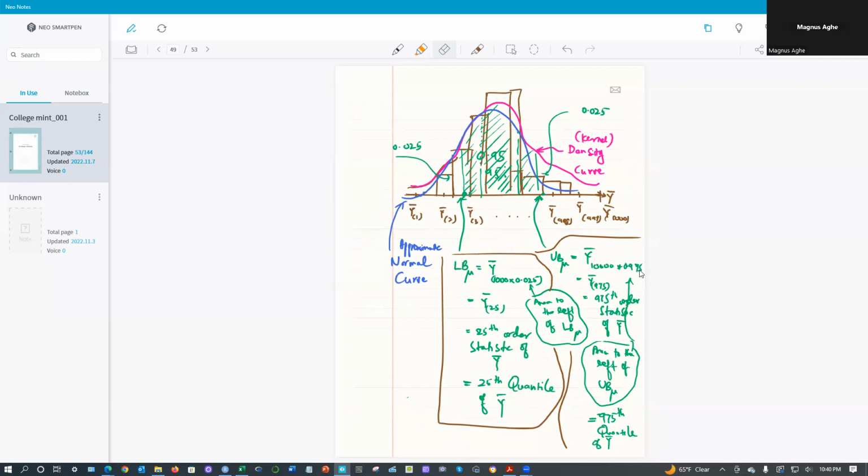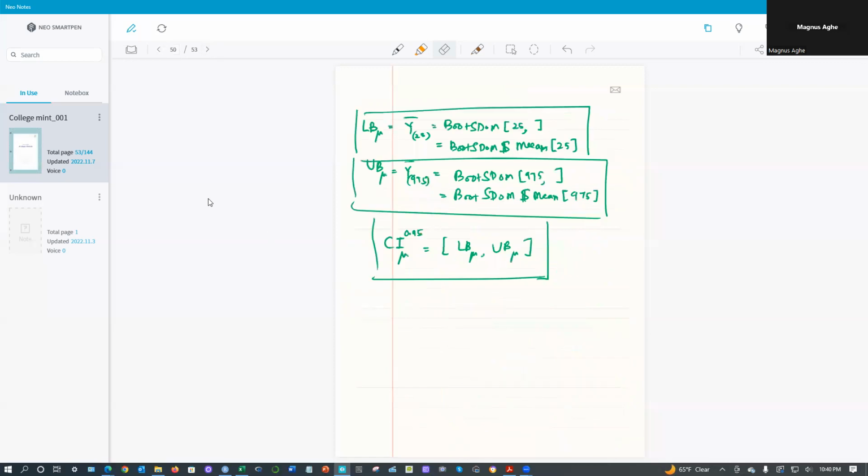In a similar fashion, 1000 times 0.975 area to the left. Which y bar would that be? The 975th order statistic. How do you get that? Go to the bootstrap sampling distribution. The 25th one, comma. If you go straight without the mean, you put a comma and then leave space here. But if you go to the mean, you don't have to do anything. Two ways you can get this done. In a similar fashion, you get the 975th one, and write the confidence interval.